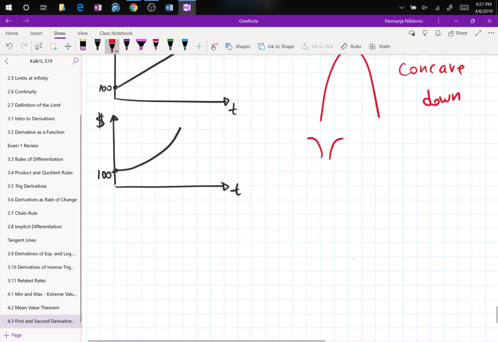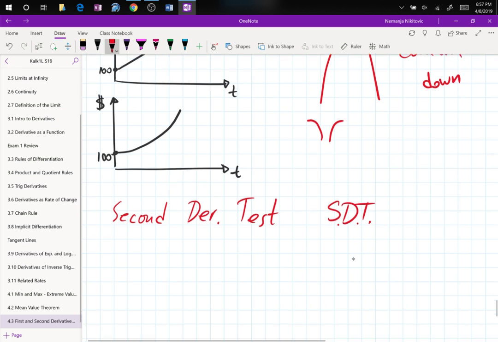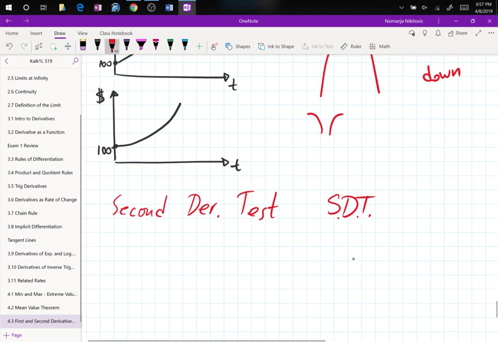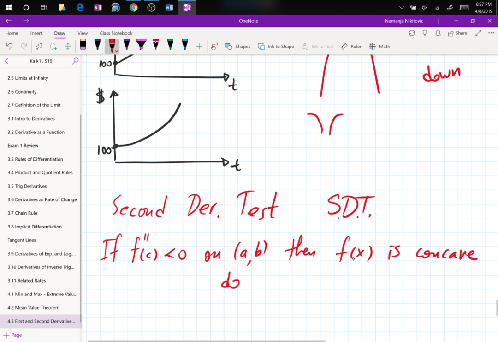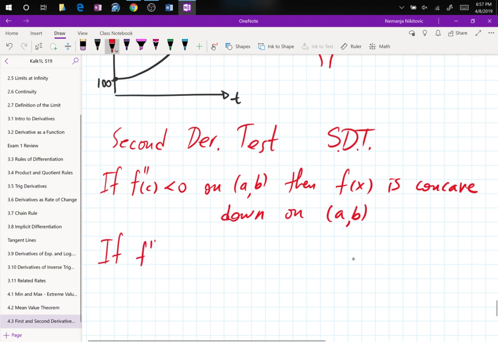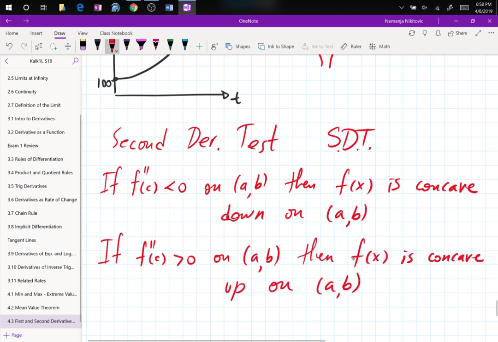All right, now is the time for us to put the second derivative test. And it's the same as the first derivative, just a different conclusion, right? So if f double prime at c is less than 0 on a to b, then f of x is concave down on AB. If the second derivative computed at c is larger than 0 on interval AB, then f of x is concave up on AB.